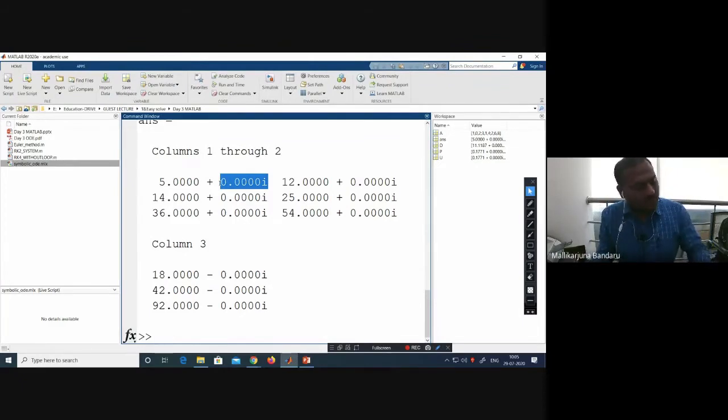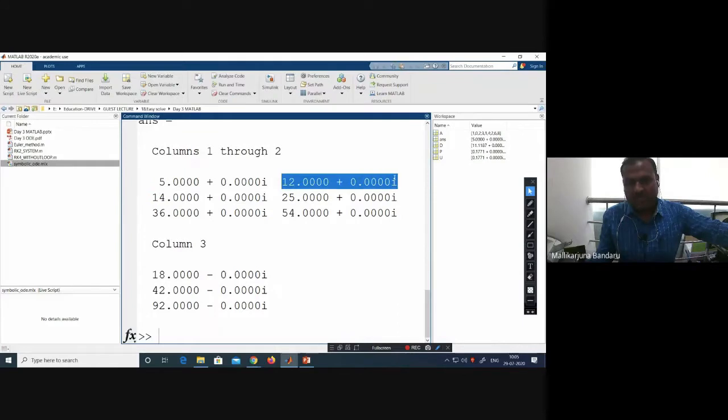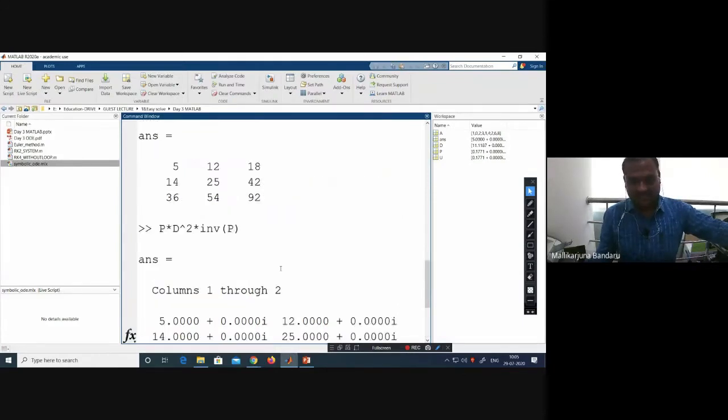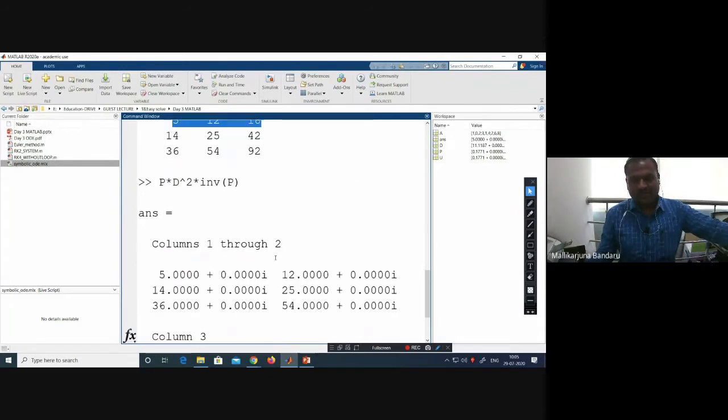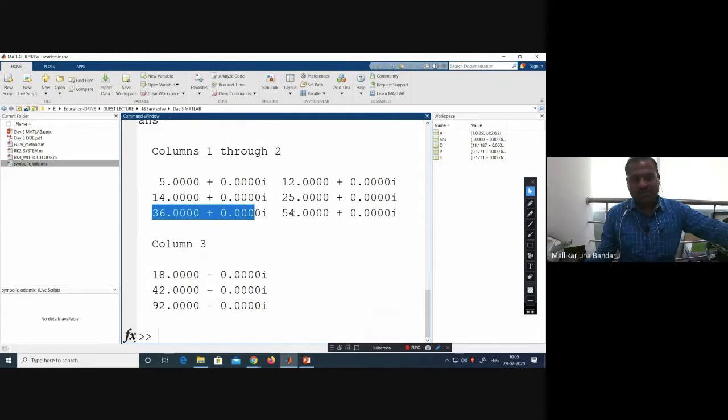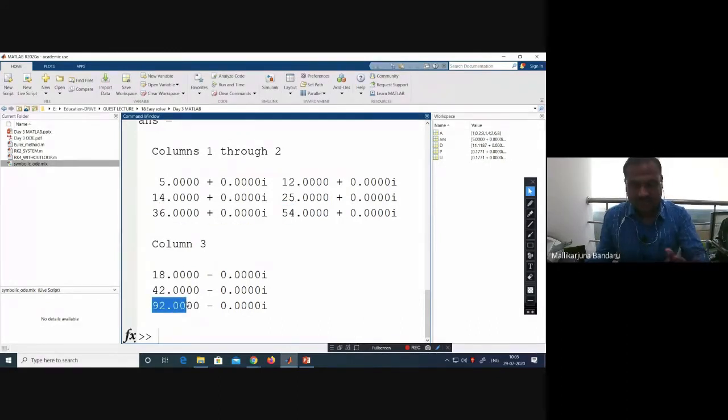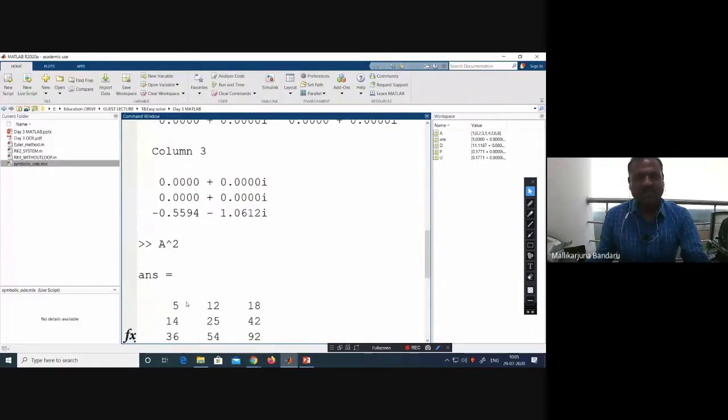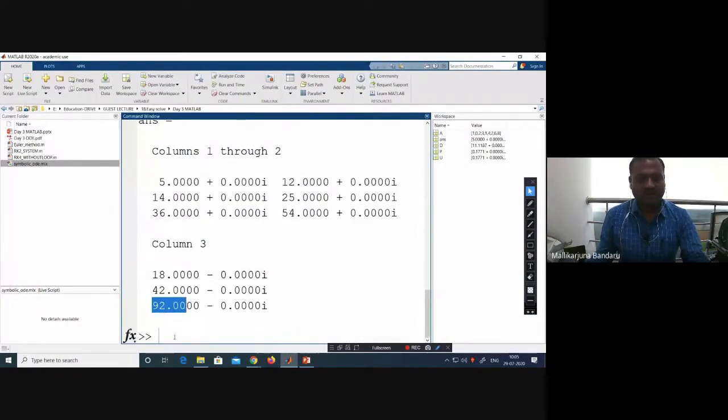The output is appearing like this. 5 plus 0 into i is nothing but 5 itself. 12 plus 0 into i is nothing but 12 itself. Similarly, 18 minus 0 i is nothing but 18 itself. This is 5, 12, 18. Similarly, the last row is 36, 54, 90, whatever the maximum power. So that is the actual procedure. But using this, in a single syntax, you can easily find whatever the maximum power of it.